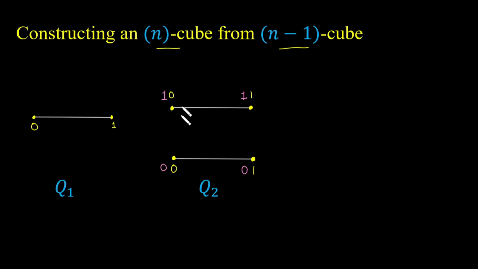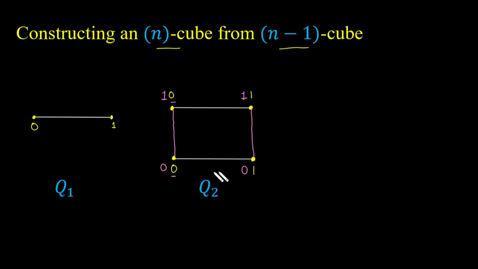Now for the connectivity, look at the vertices. If two vertices have the same digits except for the first one, then connect them. So in this case, we will connect these two vertices because the last digits are the same but the first digit is different. Move on to the next one. In this case, the first bit is different but the other is the same, so we will connect them. So this is the graph Q2 that is constructed from Q1.